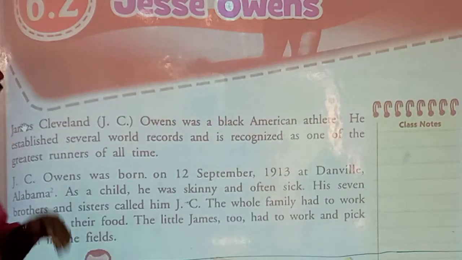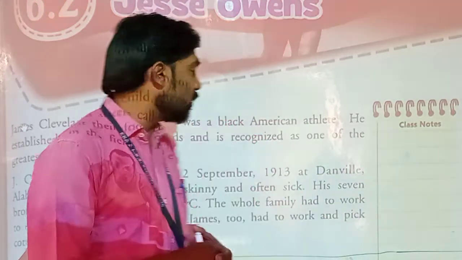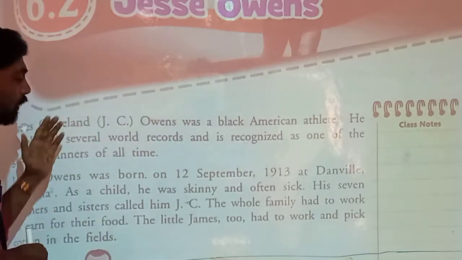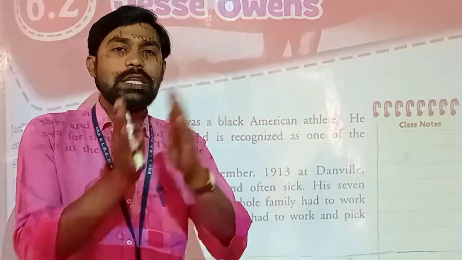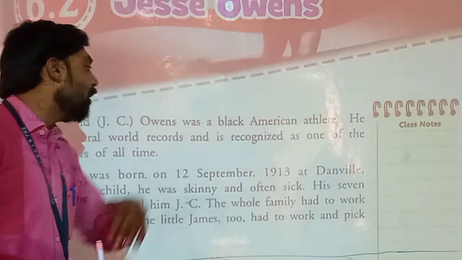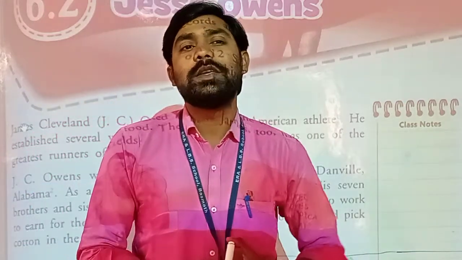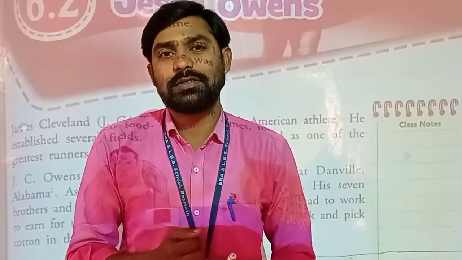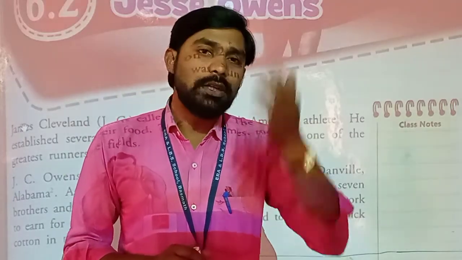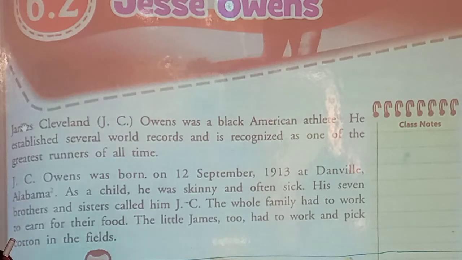His 7 brothers and sisters. How many brothers and sisters? He has 7. Okay, they all called him JC. We know his name was James Cleveland, but in short form it is JC. So the whole family had to work to earn for their food. They all, brothers, sisters and parents also, went to the field and picked cotton. Nowadays also in our fields we pick cotton from cotton plants. Yes. So they did the same work when JC was small. Okay. Now let's see the next paragraph.